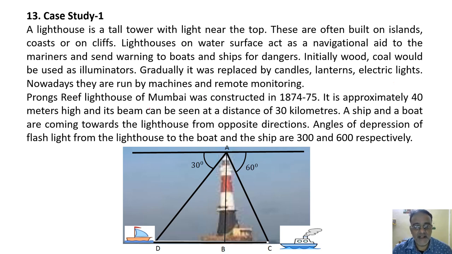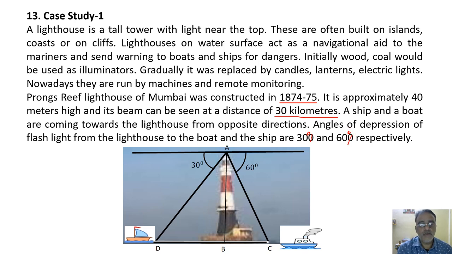Prongs Reef Lighthouse of Mumbai was constructed in 1874 to 75. It is approximately 40 meters high, this one. And its beam can be seen at a distance of 30 kilometers. A ship and a boat are coming towards the lighthouse from opposite directions. Angles of depression of flashlight from the lighthouse to the boat and the ship are 30 degree, this is 30 degree, okay, and 60 degree respectively.